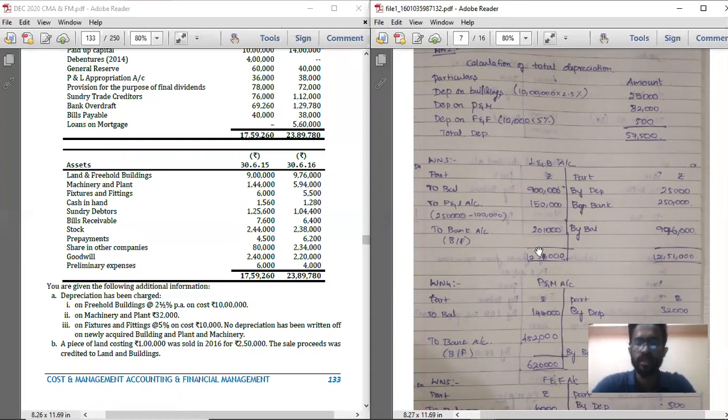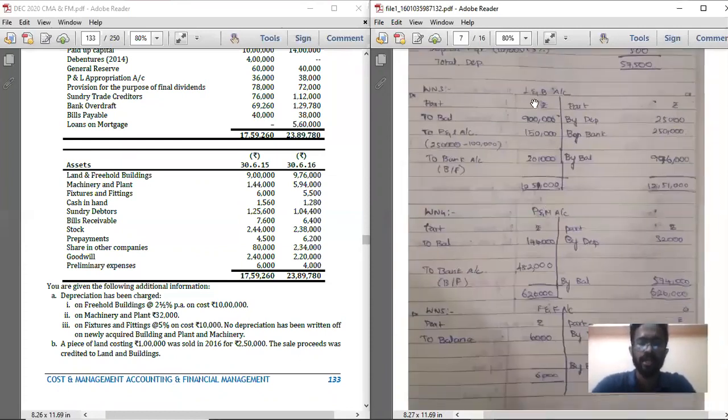So below that, open separate accounts: land and building account, plant and machinery account, furniture and fittings account. Why we are opening separate accounts is that the opening balance will come on the debit side because all three are assets. Closing balance will come on the credit side, and depreciation will also come on the credit side under all three accounts.